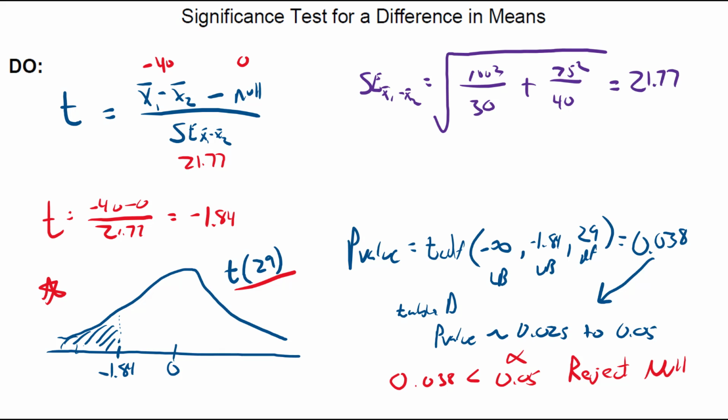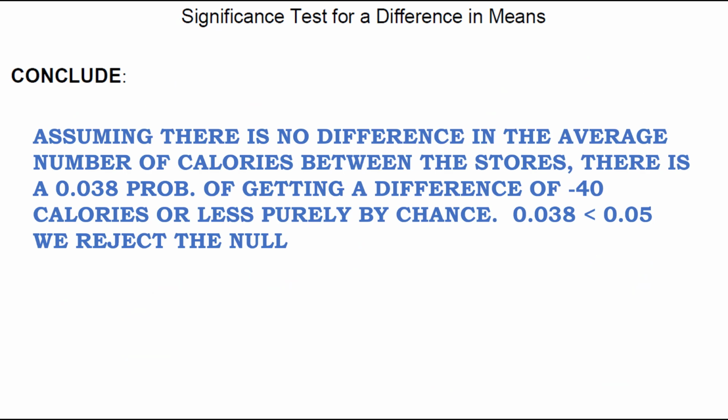Also, when you're doing your p-value, if you're using a calculator, make sure to label each point: lower bound, upper bound, or degrees of freedom. Or if you're using the table, write out Table B and the p-value it gives you between whatever two values. You need to label those so I can understand where you're getting your numbers from. And your conclusion: say what is happening here, assuming there's no difference. Talk about the context, then the probability of getting a difference of whatever the context is talking about purely by chance, and then state whether you reject or fail to reject the null hypothesis.